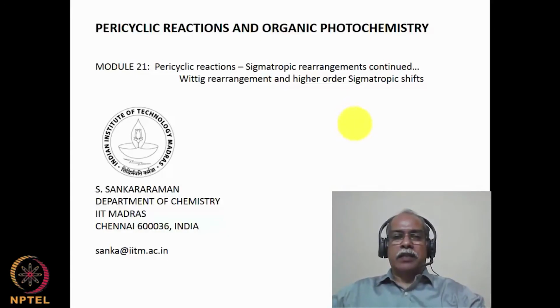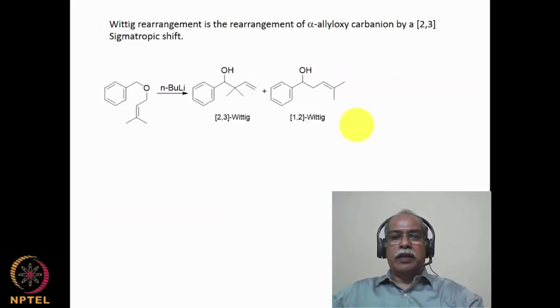Now let us first consider what is Wittig rearrangement. This should not be confused with Wittig reaction, which involves phosphorus ylide for the synthesis of olefins. Wittig rearrangement is a 2,3 sigmatropic rearrangement of an alpha allyloxy carbanion. If you consider this benzyl allyl ether, when you treat it with butyl lithium for example, it undergoes rearrangement to give 2,3 rearrangement as well as 1,2 rearrangement.